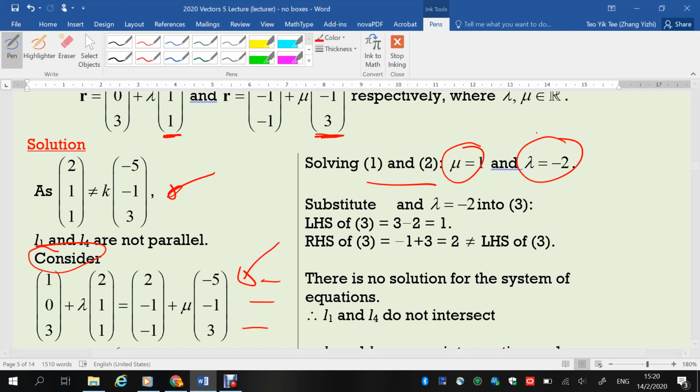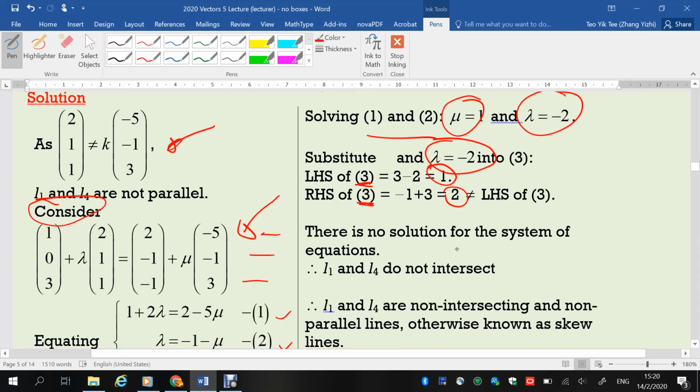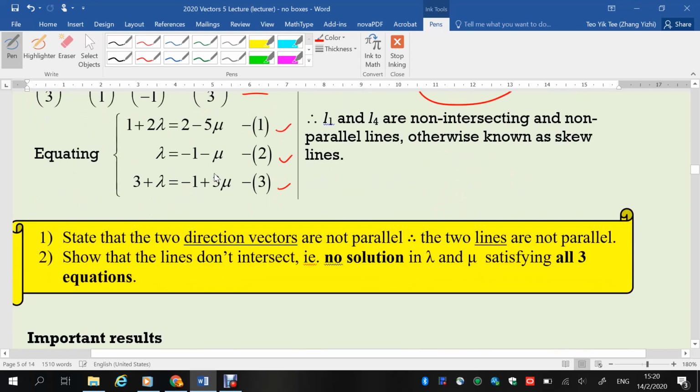And this time round, you should realize that the left hand side of equation 3 and the right hand side of equation 3, under the condition of lambda equals minus 2, do not satisfy one another. So you can conclude that the two lines do not intersect. They don't intersect, they are not parallel. So the final conclusion, they must be skew lines.